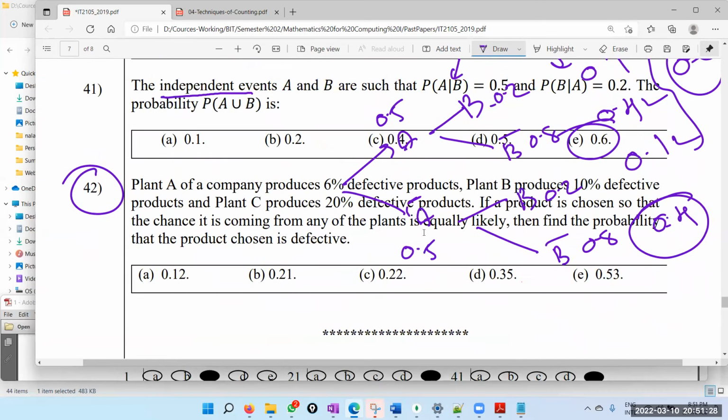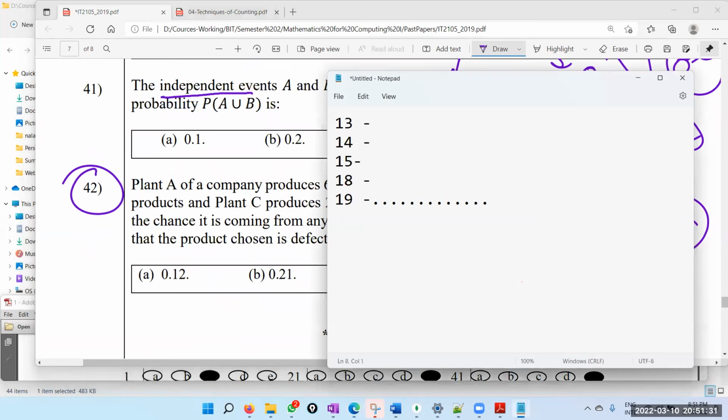Right, 42 we want to do. Right, we'll take a break.